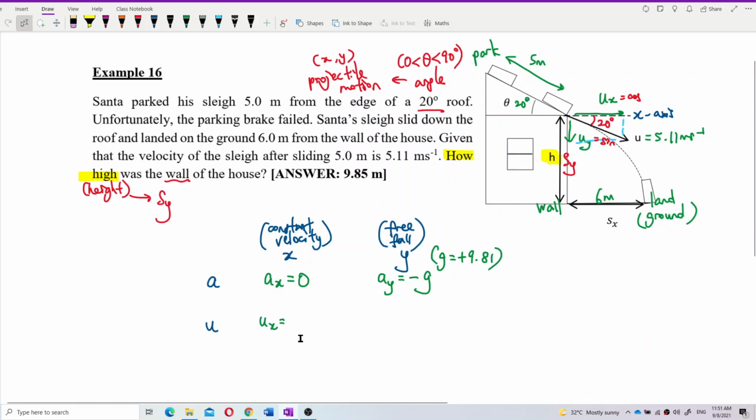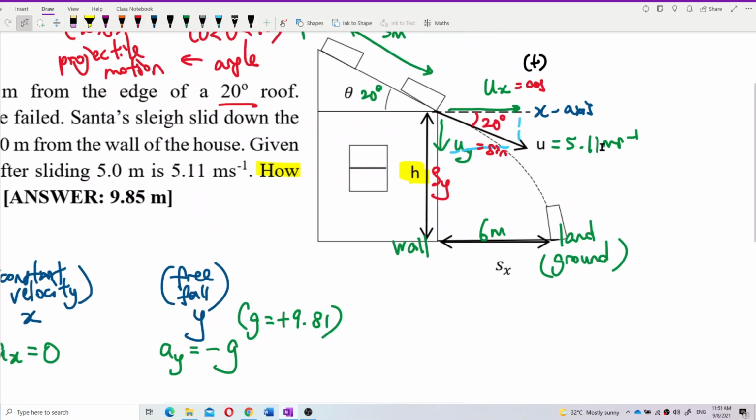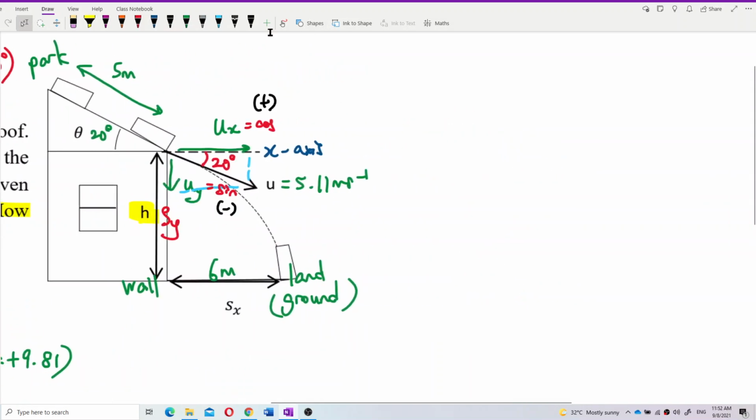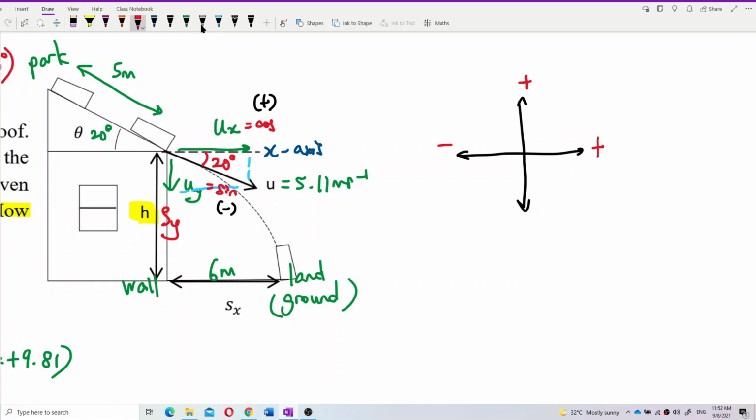Another thing is ux is going to the right, isn't it? Going to the right, so this one should be positive. But uy is going down. Look carefully, uy is going down. Going down is negative. Remember the direction. Going to the right, positive. Going to the left, negative. Going up, positive. Going down, negative.